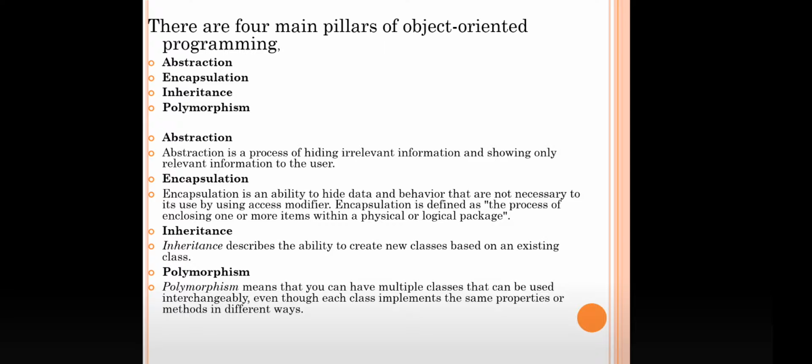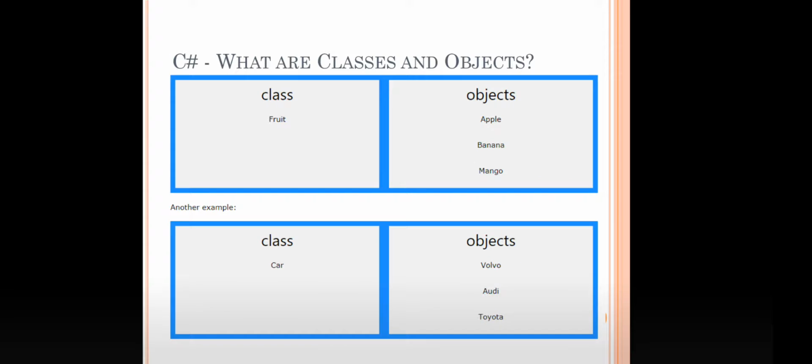Polymorphism. Polymorphism means you can have multiple classes that can be used interchangeably. Poly means many forms, many forms. Even though each class implements the same properties or methods in different ways.